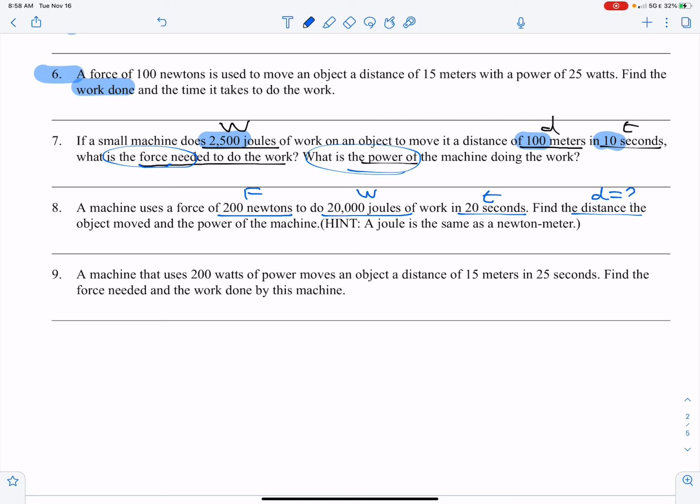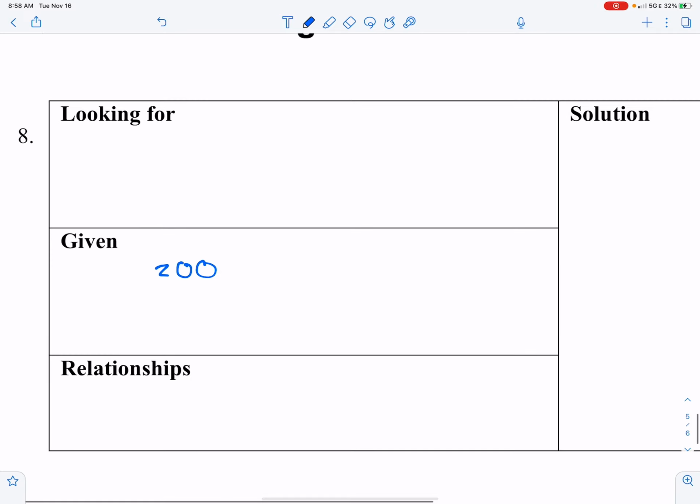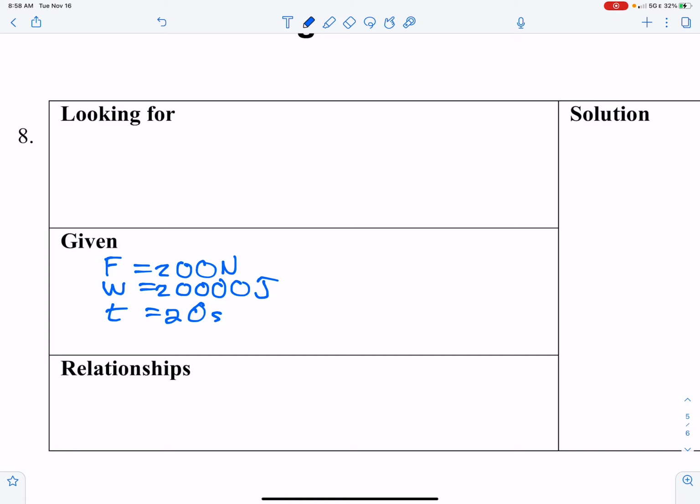Okay, so this time we're given force, work, time. We're looking for distance. Okay, so we're given 200 newtons, 20,000 joules, 20 seconds. Let's copy that down. So the first one was 200 what? It was newtons, right? 200 newtons of force, 20,000 joules of work, and 20 seconds of time. And you were looking for the distance.